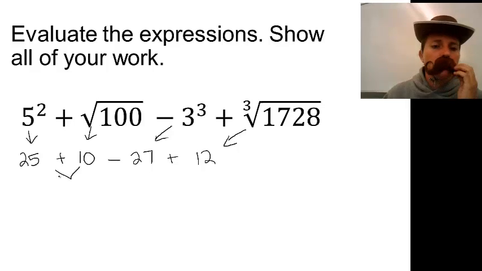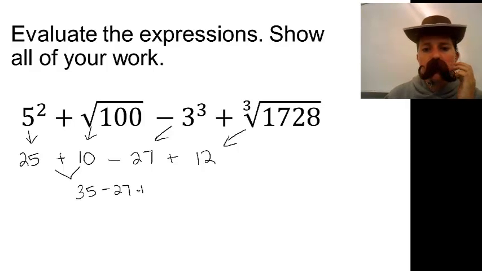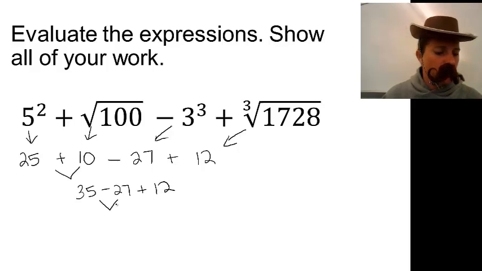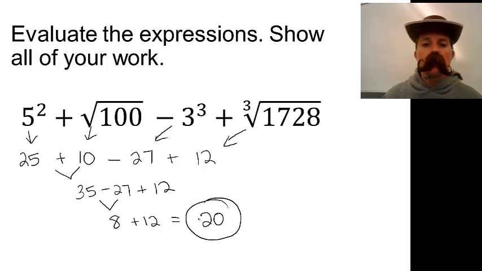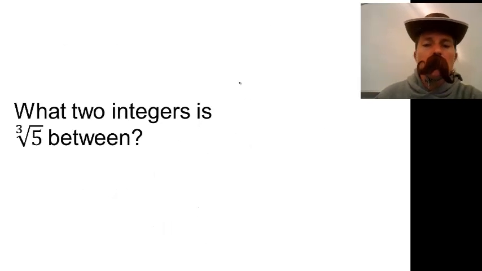Everybody alright with that? Now we're just going to keep working. We're going to do these two. 25 plus 10 is 35. Okay? Now we're going to do this one. 35 minus 27 is 8. And 8 plus 12 equals 20. Yeehaw!